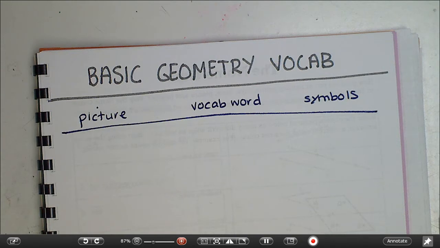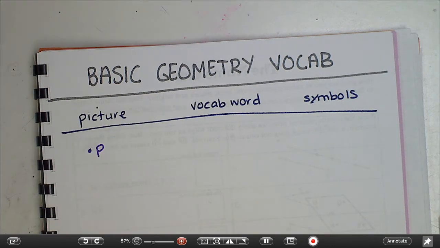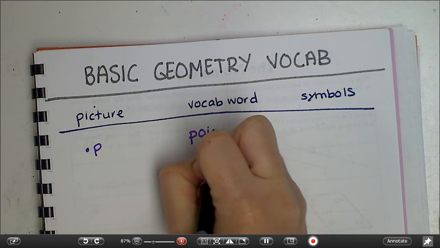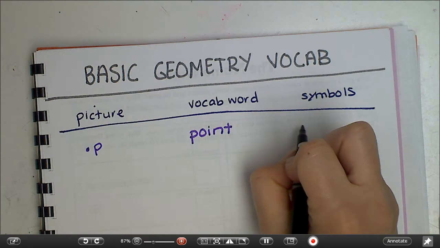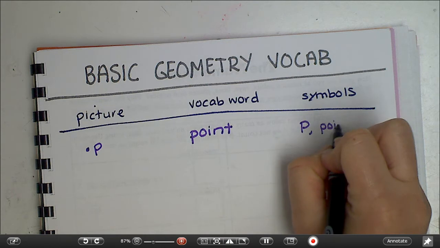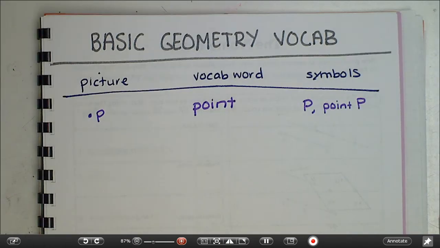First, we have just kind of like the basic building block of geometry, which is a point. And when you want to write it in symbols, you can put just the letter, it's a capital letter, or you could write the word point and then put the letter. That's it, that's all a point is.